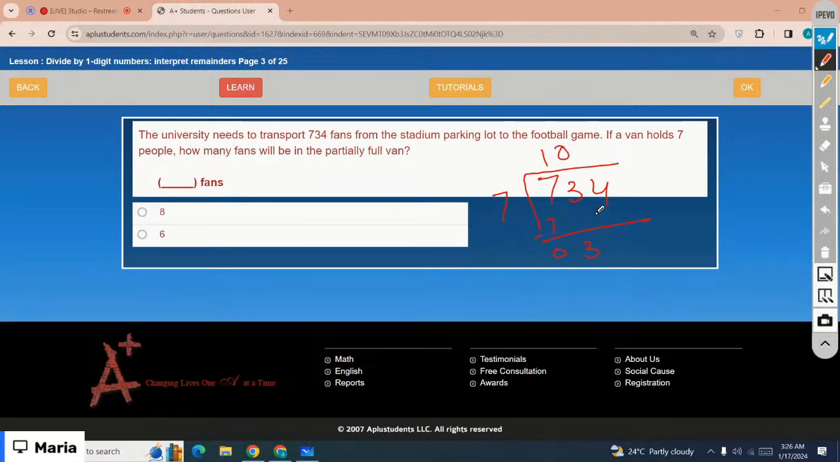So you need to add a 0 over here and bring 4 down. So you have to count 7 until 34. 7 times 4 is 28, 7 times 5 is 35. We can go for 7 times 4, which is 28. 34 minus 28 would be 6. That means the last van must have 6 fans. The correct option is 6. Whenever you have to see how many the last car or last van holds, you have to divide and look for the remainder. The correct option is 6.